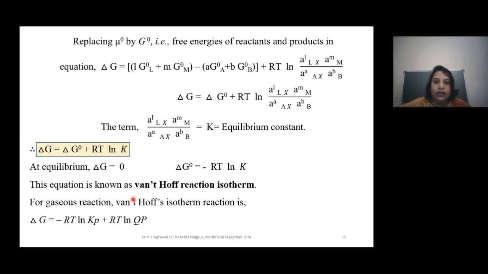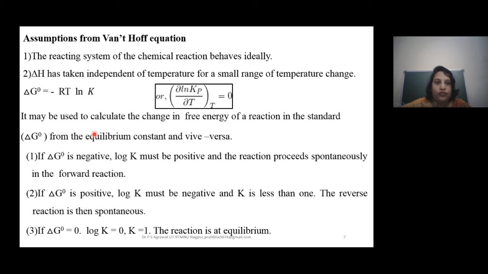Now, what are the basic assumptions of this Van't Hoff equation? First, the reacting system of the chemical reaction behaves ideally. Second, delta H is taken independent of the temperature for a small range of temperature. Due to the assumptions involved, delta H, delta U do not produce precise values for these reactions. As delta G is independent of the pressure for an ideal system, we can say that delta H is also independent of the pressure. And that's why delta G0 is equal to minus RT ln K.